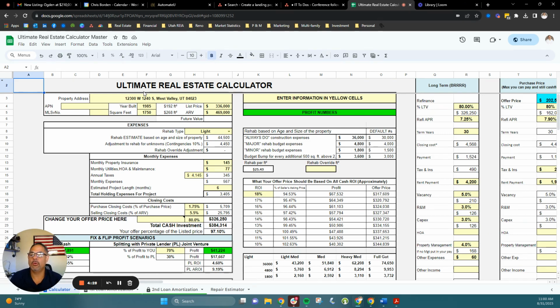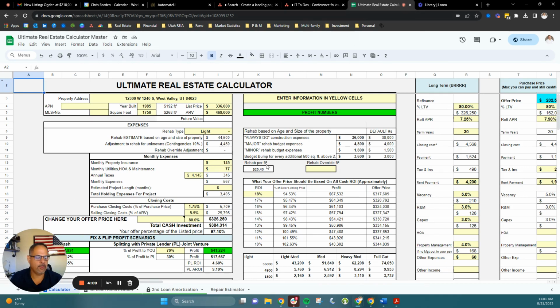Now, I know a tool as robust as this can seem a little bit daunting, so in putting together this tutorial, I'm going to walk you through step by step so you can start making smarter, better financial decisions. So let's just dive in and unlock the full potential of your real estate investments.